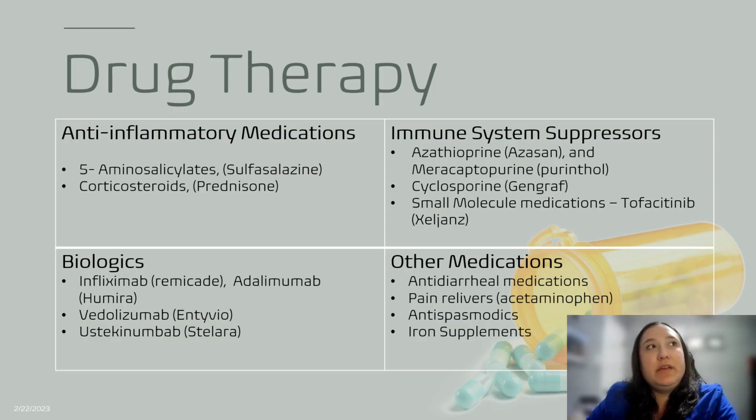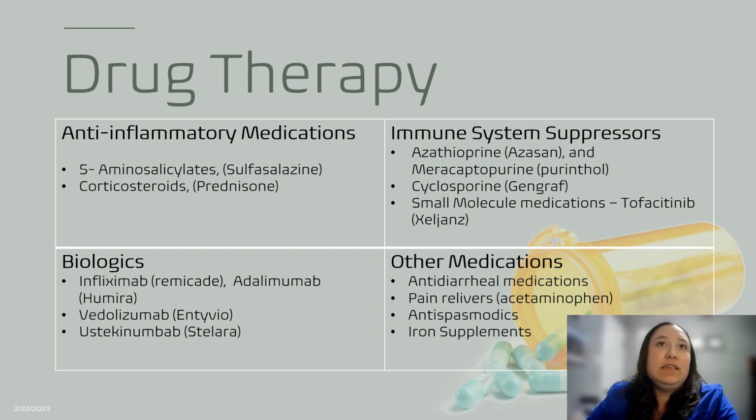Drug therapy. Some medications that you might see prescribed for ulcerative colitis would be anti-inflammatory medications, for example, 5-aminosalicylates, or you might see some corticosteroids. They would also prescribe some biologics, which would be infliximab, or Humira, Entyvio, Stelara.